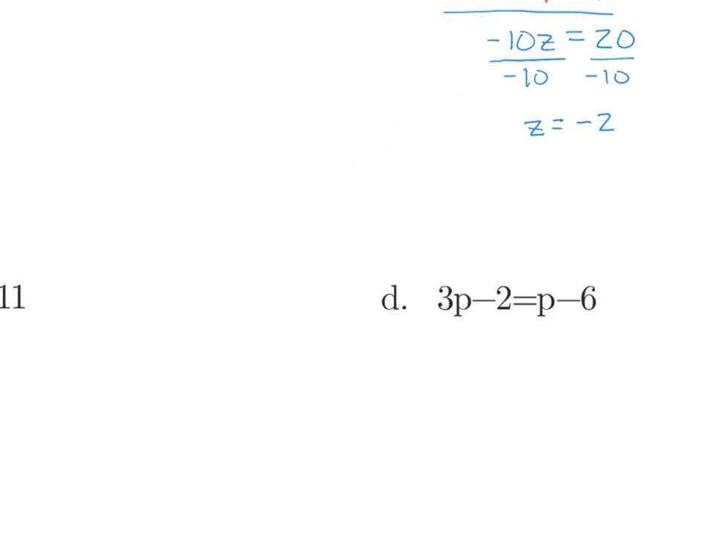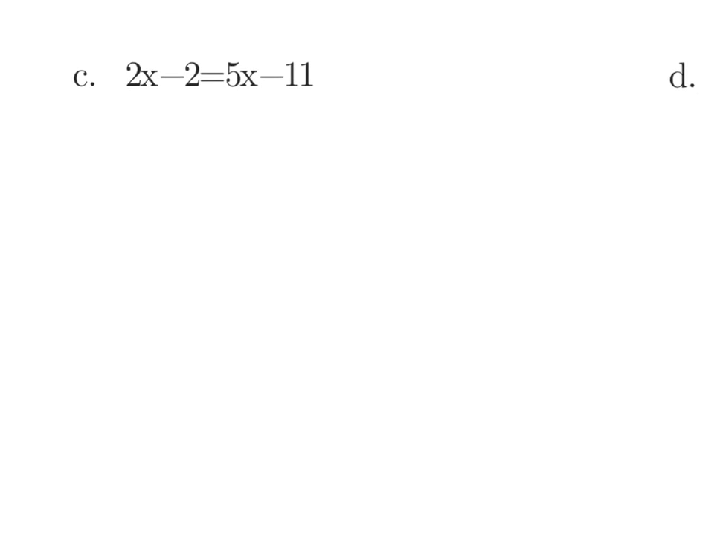Okay, so now let's look at some examples where we have variables and constants on both sides. So example C, we have 2x minus 2 equals 5x minus 11. Now, I'm going to show you two ways to do this. And then after that, you can go ahead and make your decision as far as what you want to do. So for this problem, I'm going to start by moving all of my variables to the left, meaning I want to subtract 5x.